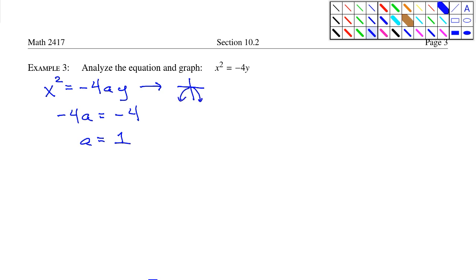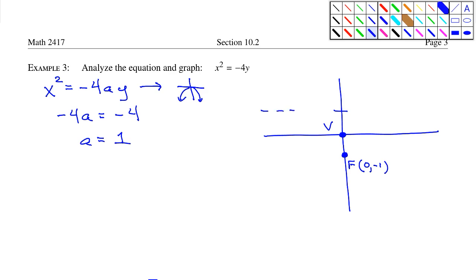And then let's draw it and then create the analysis. So it's still centered at the origin, that's the vertex. The focus is going to be 1 unit away from the vertex, but because the parabola is going to go down, the focus is down as well. The directrix is going to be 1 unit away from the vertex, but that's going to be above. The directrix is always outside of the parabola. It's going to look like this.